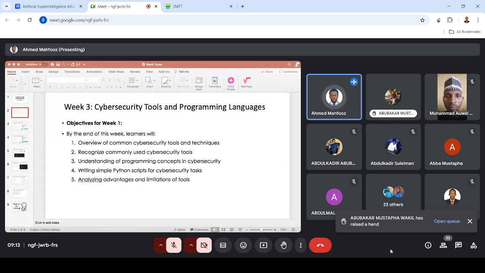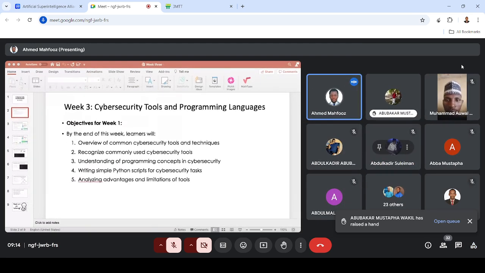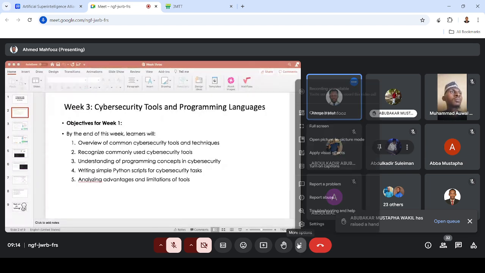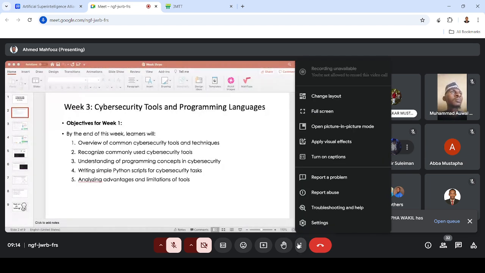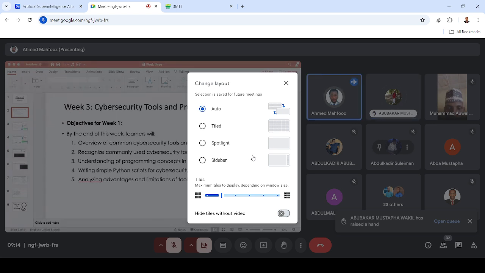This is our objective for the week. First, we'll be going through the common cybersecurity tools and techniques. Second, we'll be recognizing commonly used cybersecurity tools, the most used among the general tools. Then number 3, we'll be understanding the programming concepts of cybersecurity, because as a cybersecurity professional, to excel in this field you must have basic skills of programming.